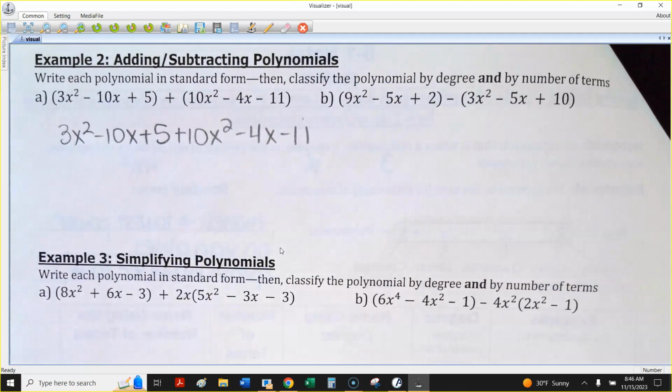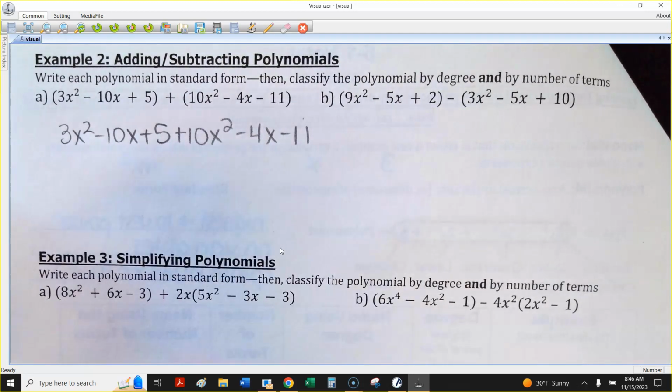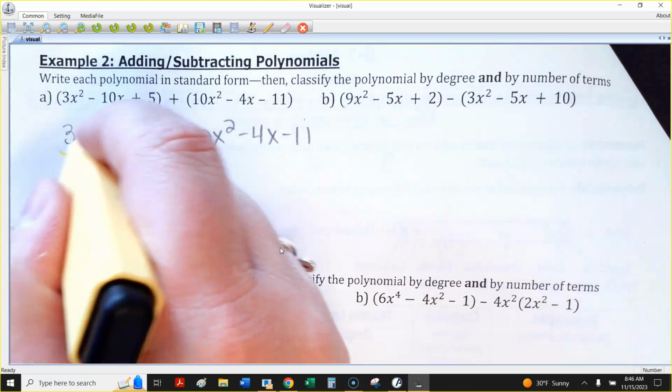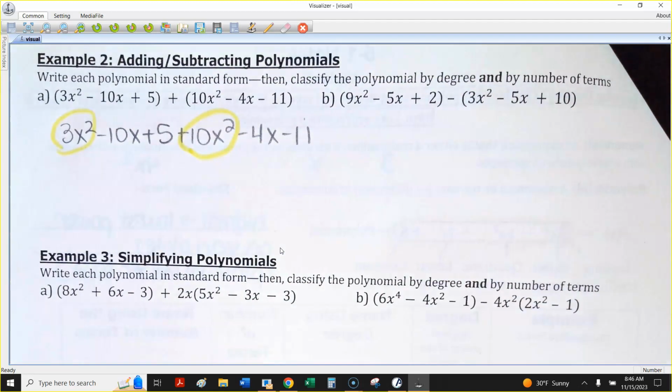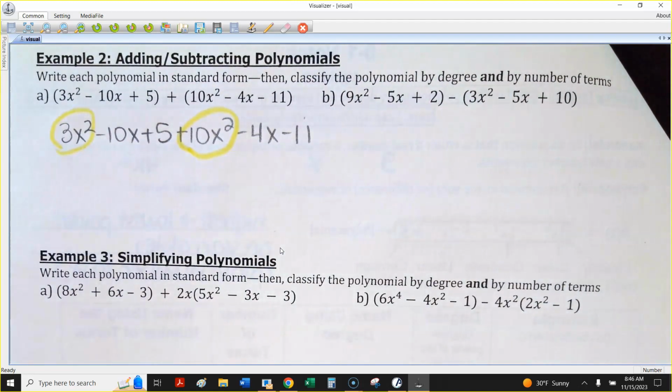Now, you don't have to do this, but I'm going to do this on my paper. So, you want to start with the highest power of x. So, the highest power I see here is an x squared. So, any terms with an x squared, we want to combine those. So, I've got 3 here, 10 here.